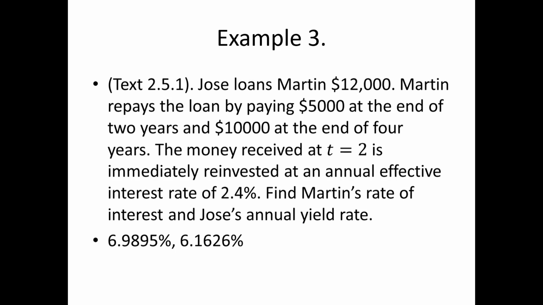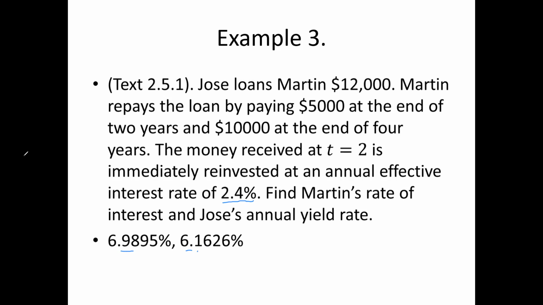It's effective rates. Okay, two annual effective rates. The thing is that when Jose reinvests the $5,000 at the end of 2 years, he only gets a 2.4% interest rate. It may be different from the interest rate Martin pays. In fact, if you look at the answers, they are bigger than 2.4. So Jose sort of loses some interest when he reinvests.